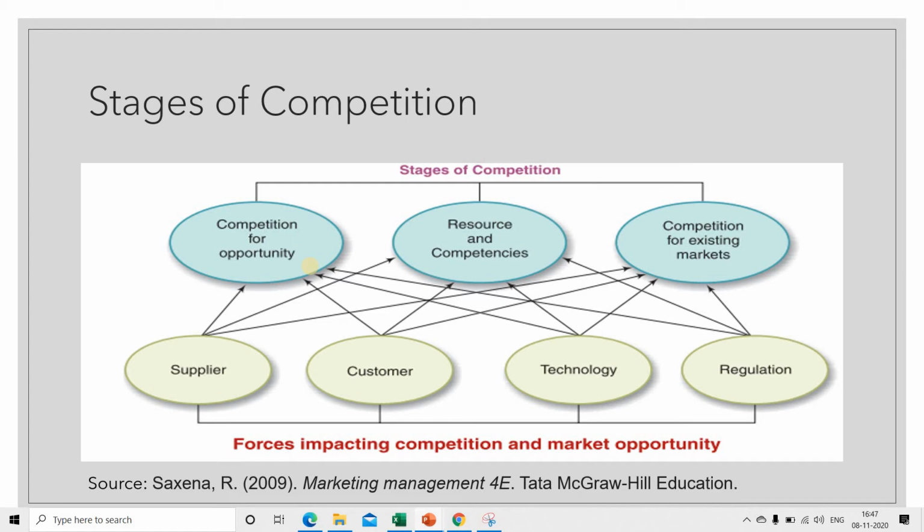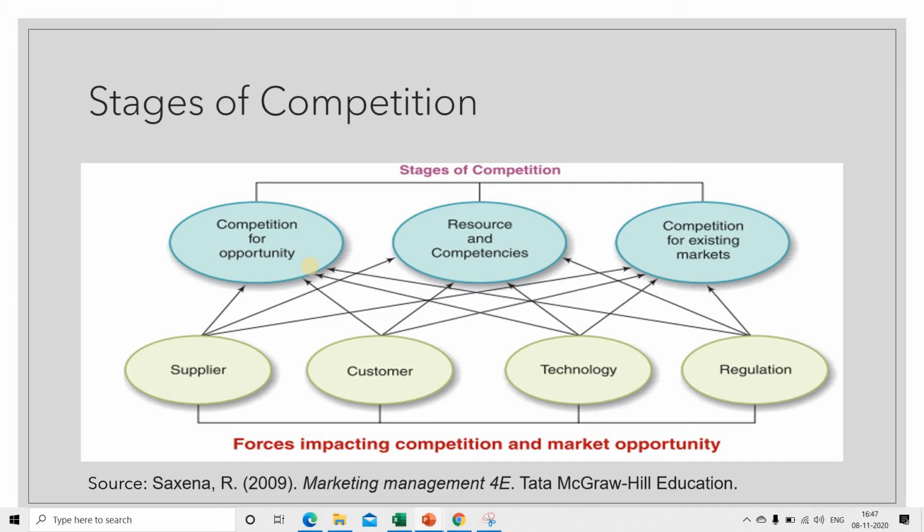So any new entrant into any vertical or segment, they look for opportunities. So that's the reason. Understand, if I have a bigger, broader vision, a foresighted vision, I figure out more number of opportunities in that segment, right? So that is first and foremost, that is competition for opportunity. And then comes the resources and competencies.